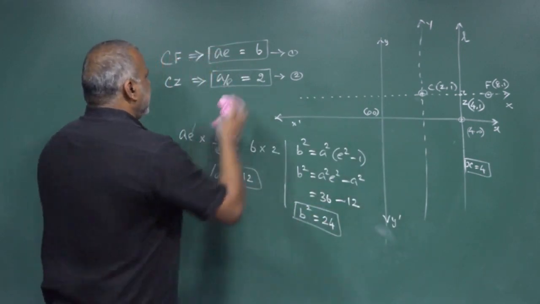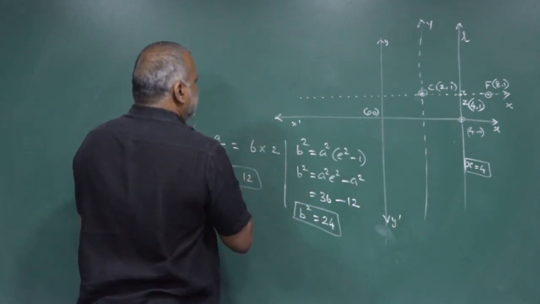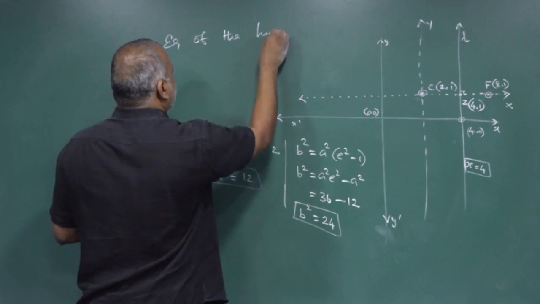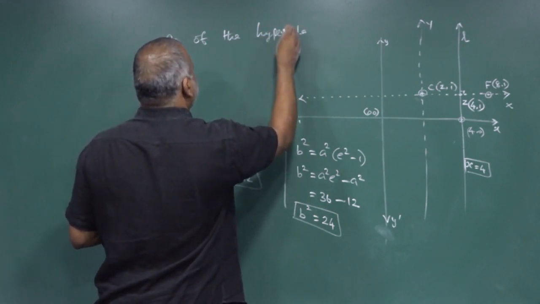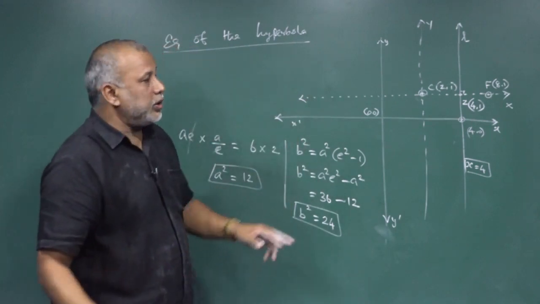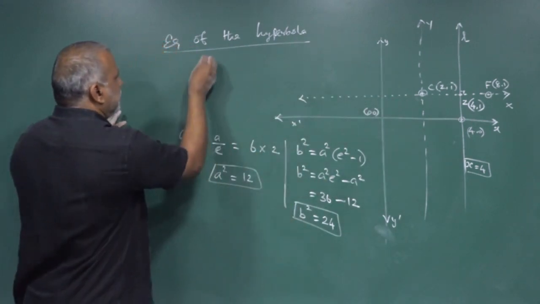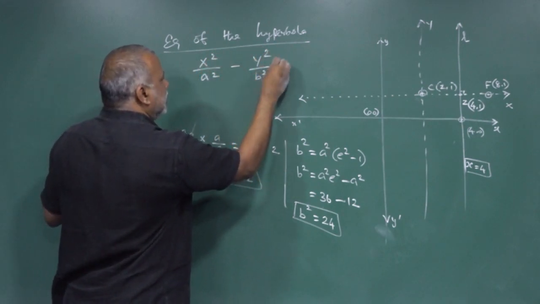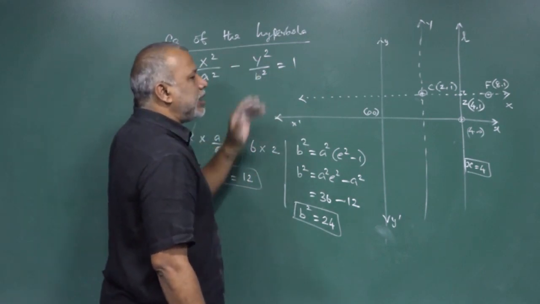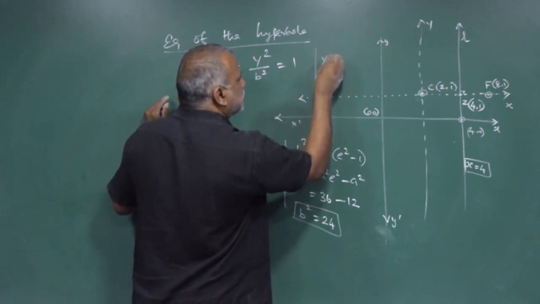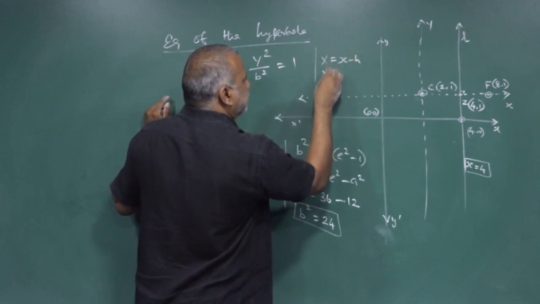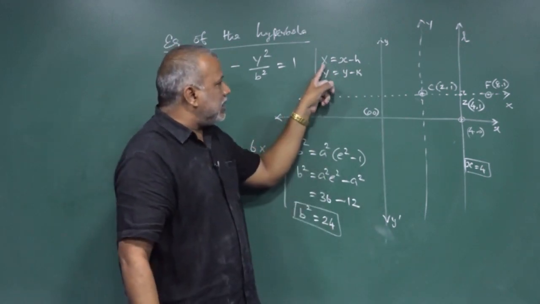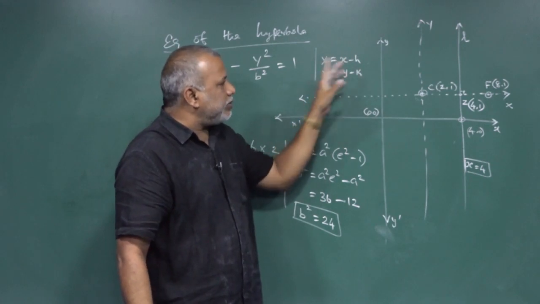Now, we are able to find the equation. Now let's listen to the equation. Equation of the hyperbola. Now listen, we are using capital X and capital Y. Therefore, it must be capital X squared by A squared minus capital Y squared by B squared equal to 1. Now, capital X and capital Y must be replaced. What is the procedure? Capital X equal to X minus H, capital Y equal to Y minus K.